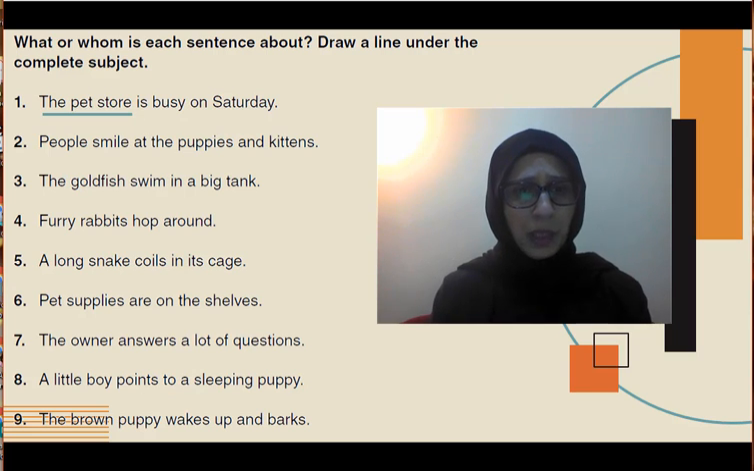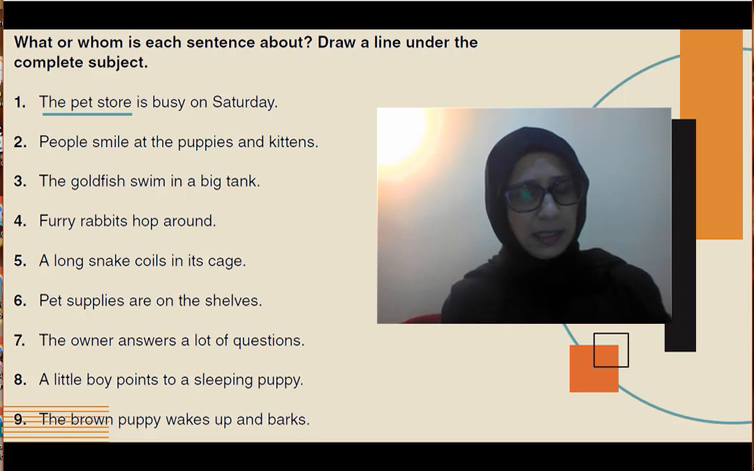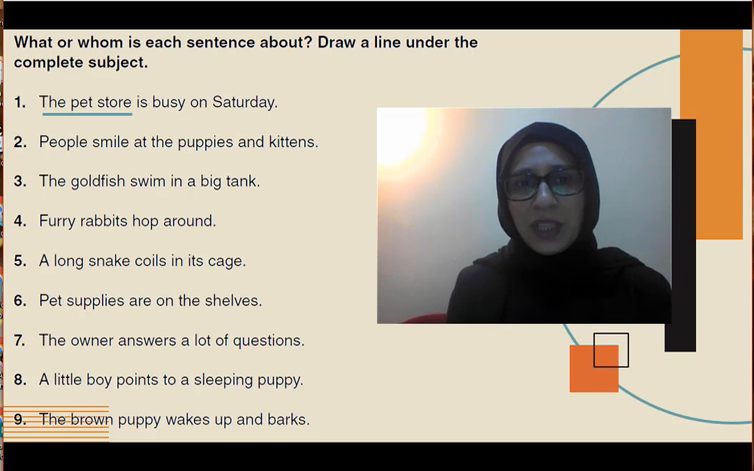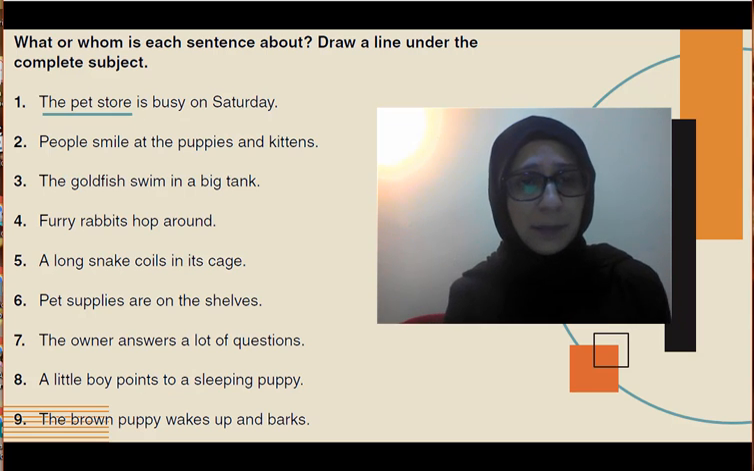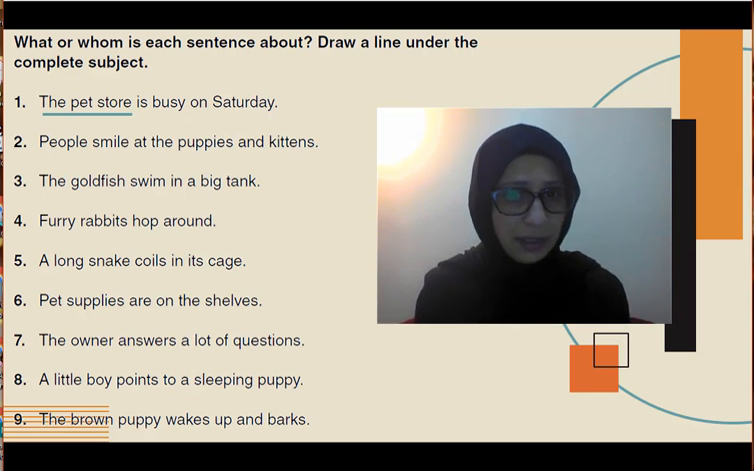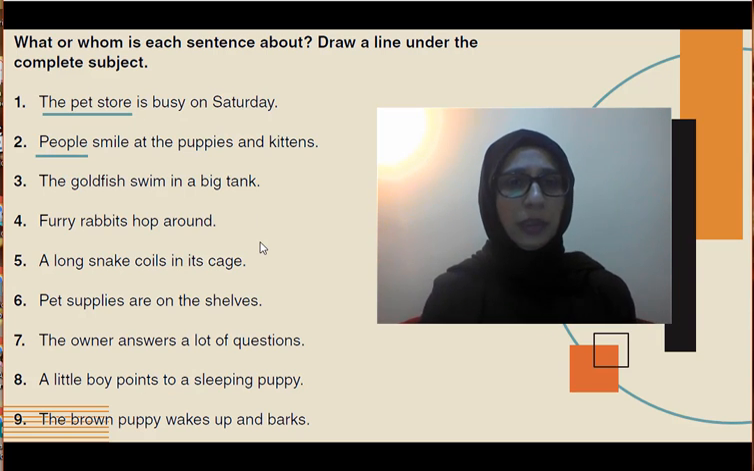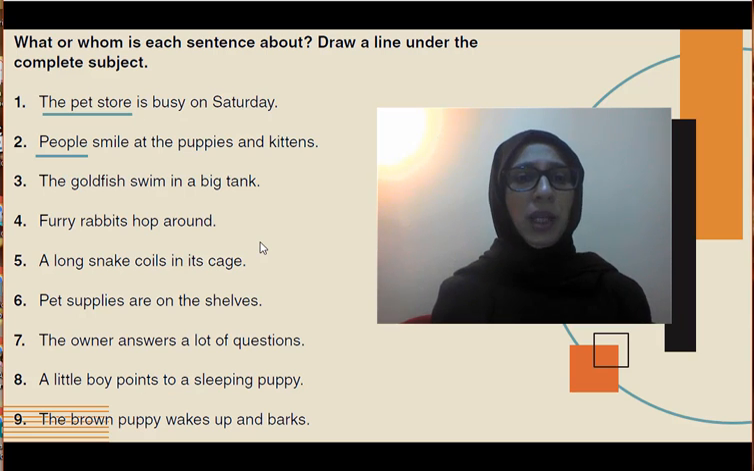Number 2, people smile at the puppies and kittens. So who smiles, or who does what? Smile at the puppies and kittens. So who are we talking about? Who smiles at the puppies and the kittens? It is the word people. So people is the naming part, therefore it is the complete subject.